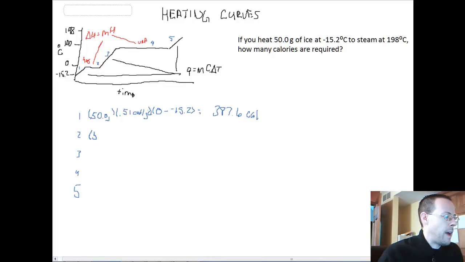The next part of the equation is going to be delta H equals MH fuse. We're going to take mass, which is always going to be 50 for this particular problem. We're going to multiply by the heat of fusion of water, which is 80.87 calories per gram.